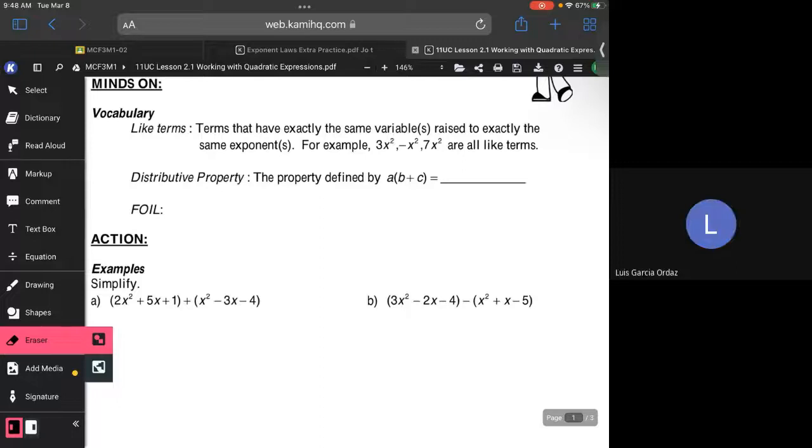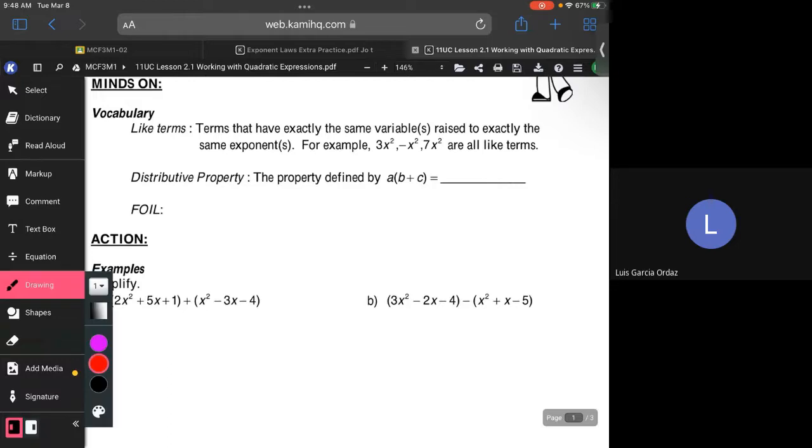You know what like terms are and how to simplify polynomials. Like terms are terms that have exactly the same variables raised to exactly the same exponent. For example, 3x squared, negative x squared, and 7x squared are all like terms because they all have x squared. Okay? They're all like terms.